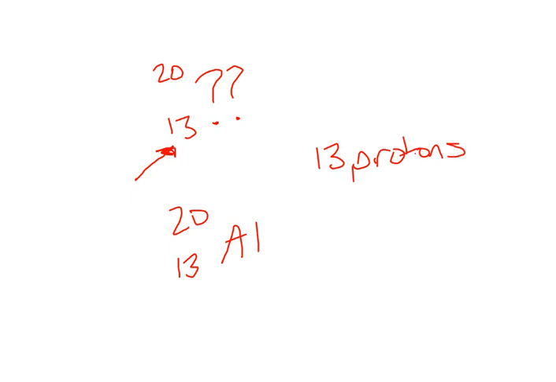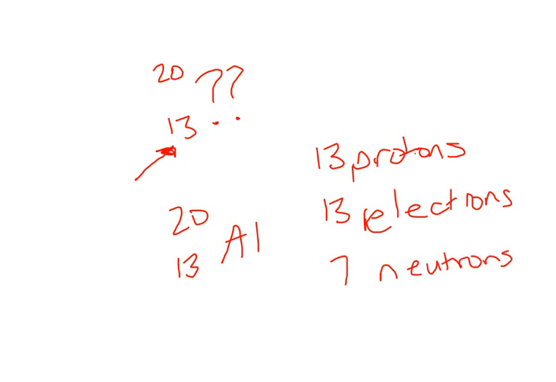How many electrons does it have? 13. Because we've learned that atoms have electrons and protons the same. The last question I want to ask you, though, is how many neutrons does it have? And the answer is 7. If I tell you the answer is 7, maybe you can try to figure out where I got the 7 from. If not, here's the logic. Protons and neutrons add to give this number right here. 13 plus 7 gives you 20.